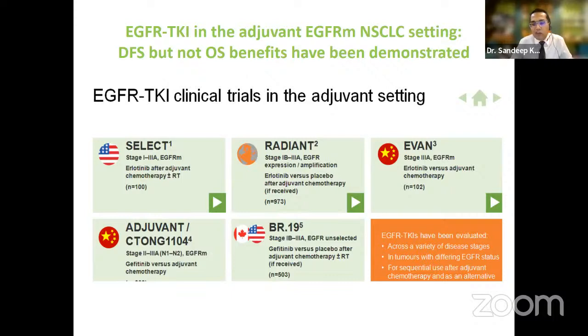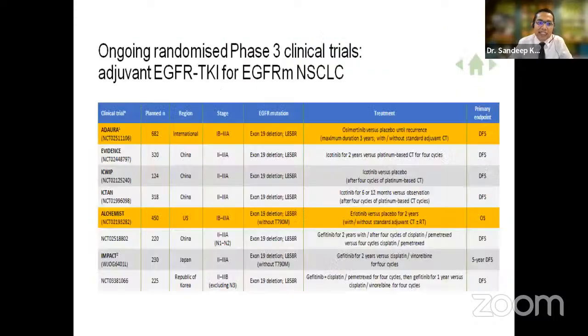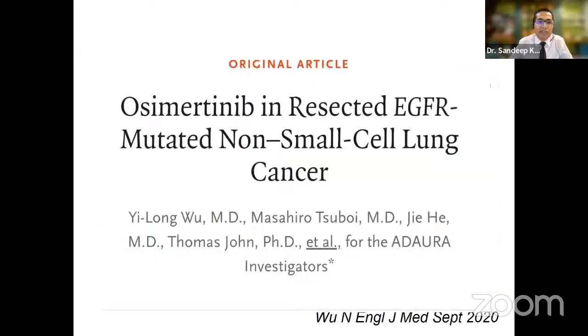So again, FLAURA was the first study that actually revealed that this drug works wonders in the metastatic and advanced settings. But now we have the ADAURA trial in the adjuvant setting in early stage resectable lung cancer. This was the paper published in the New England Journal of Medicine way back in around 2020. Now this has been around 3-4 years.